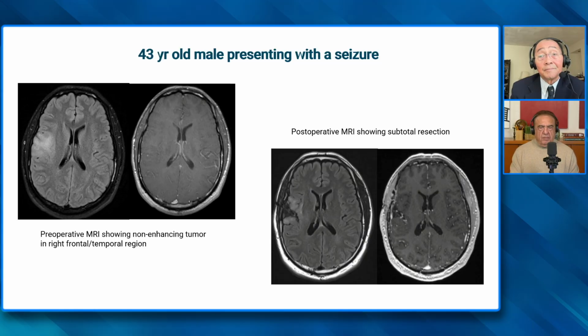All right, let's hear about your 43-year-old man. So this is a patient who also presented with seizures. 80 to 90% of these IDH mutated low-grade gliomas present with seizures. And the patient had a subtotal resection, as you can see on the scans on the right. And so this is exactly the kind of patient that was eligible for the INDIGO trial.